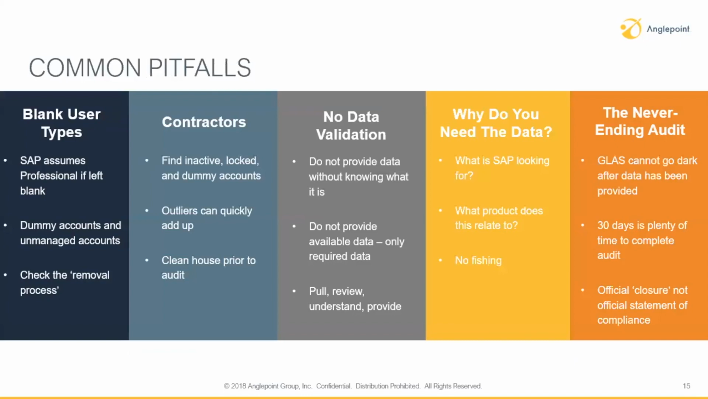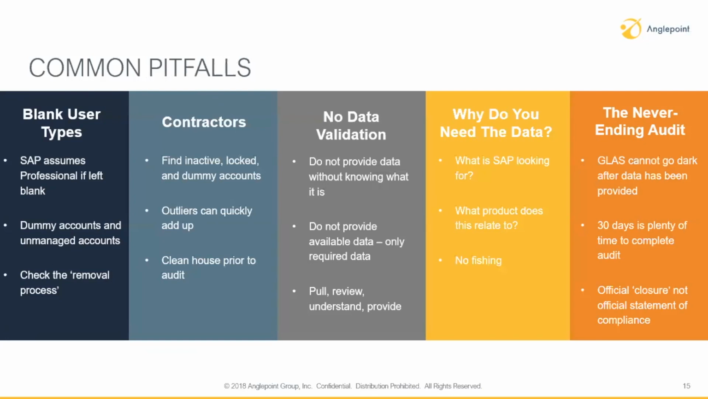So we wanted to move on to common pitfalls, right? And talk about some of the things that we're seeing in the marketplace where they're just easy wins that you can take back to your organization today and figure out, are we doing any of these things? And if so, how can we do them better? So the very first one here is blank user types.